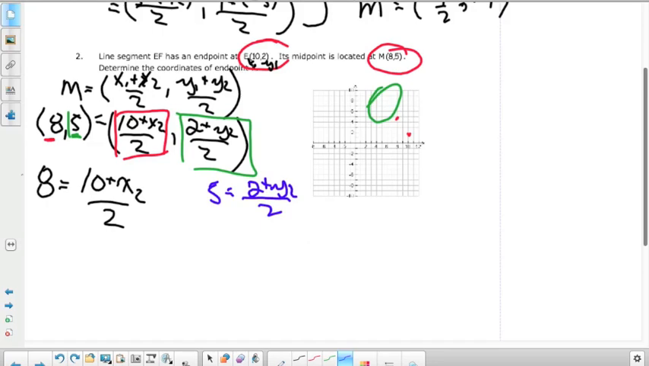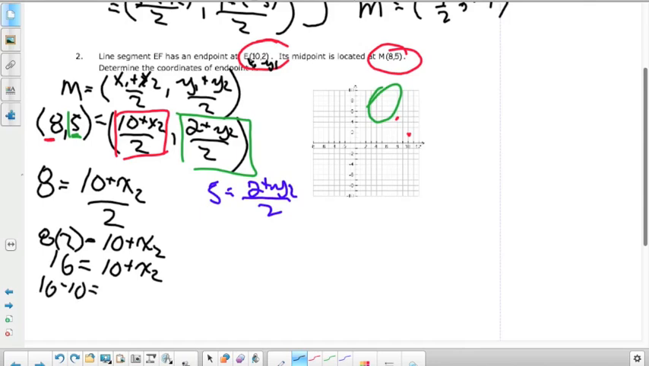So we're going to solve for it. Solve for the left side. How do I solve for x2? Good. Multiply both sides by 2. So I get 8 times 2 is equal to 10 plus x2. Simplify the left side: 16 is equal to 10 plus x2. Then you subtract 10 from both sides. Good. So here I get 16 minus 10, so x2 is equal to 6.